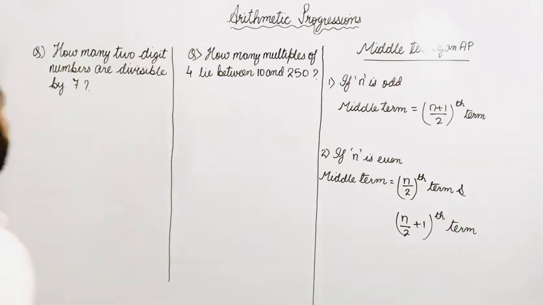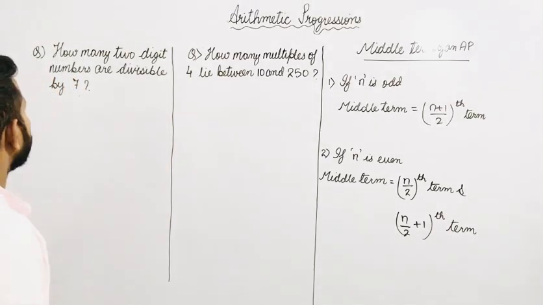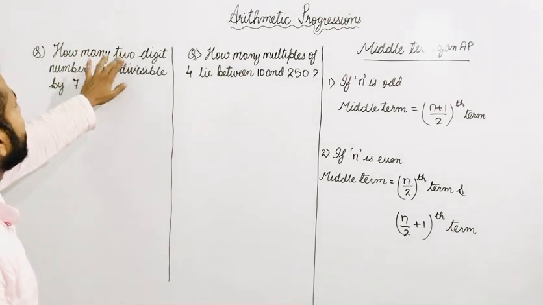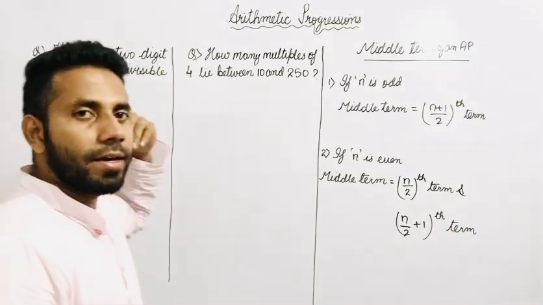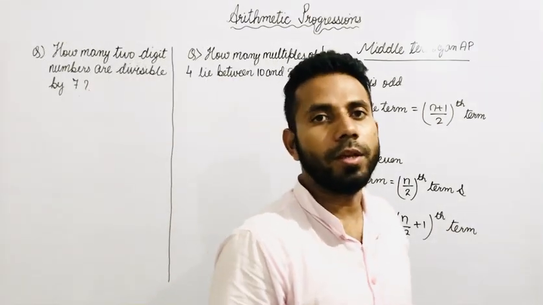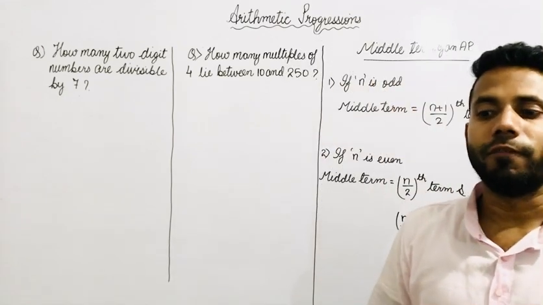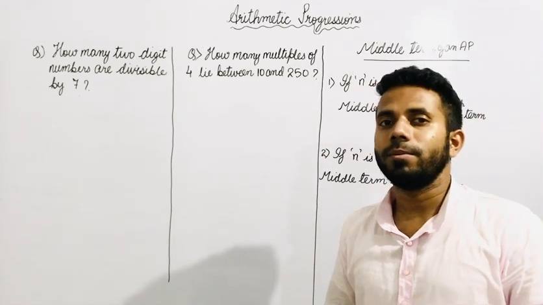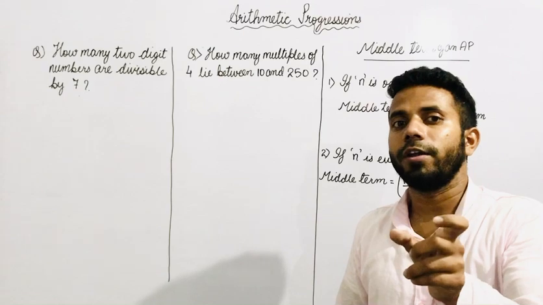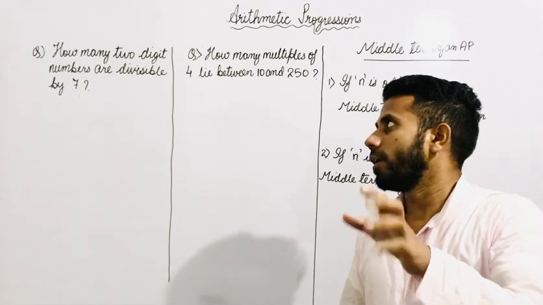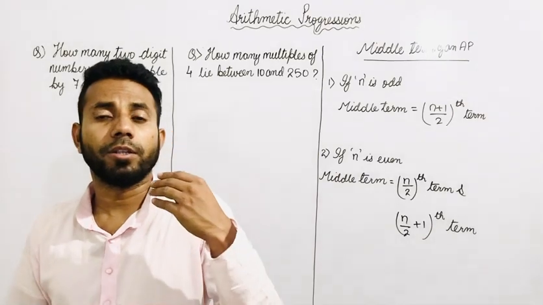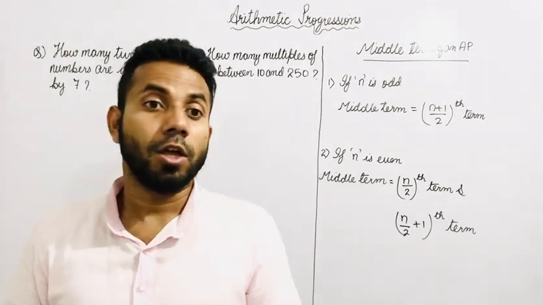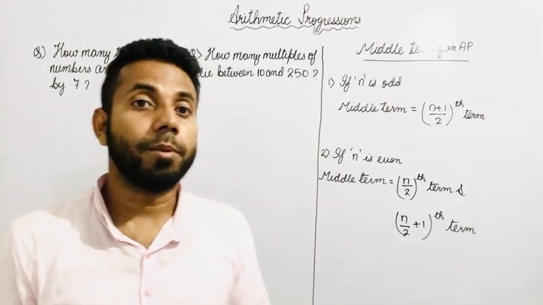So we have come towards the next set of questions, that is, how many two-digit numbers are divisible by 7. Again the question is how many, which term, how many terms. It means that you have to find the value of n. So how many two-digit numbers are divisible by 7? How many three-digit numbers are divisible by 7? How many three-digit numbers are divisible by 5?